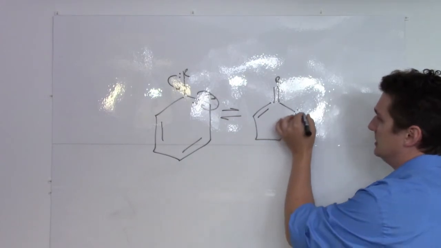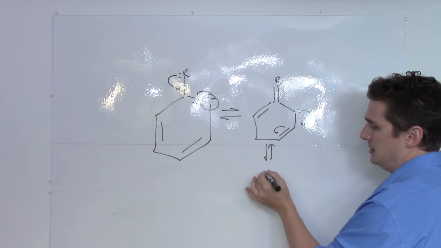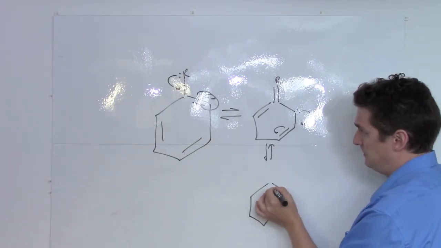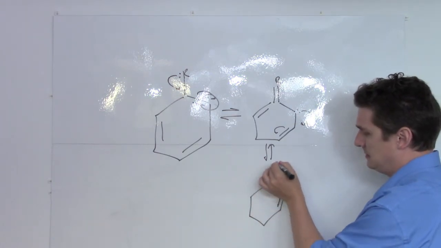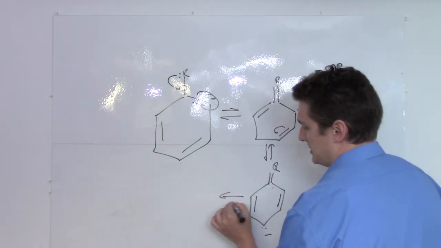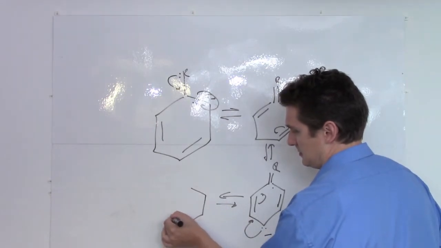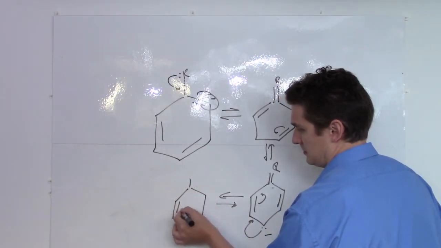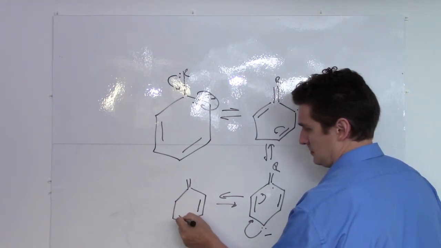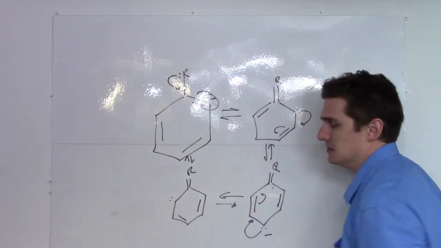Now I can further resonate to get the lone pairs down, and hopefully this is high enough for you. We end up getting this structure. And this can further resonate back and forth to give us this, and this can resonate back to give us that.